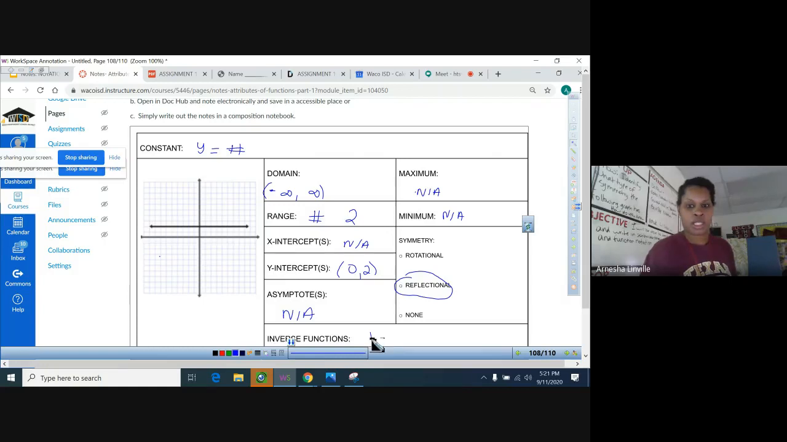And then there isn't an inverse. It's an NA. So that's constant.